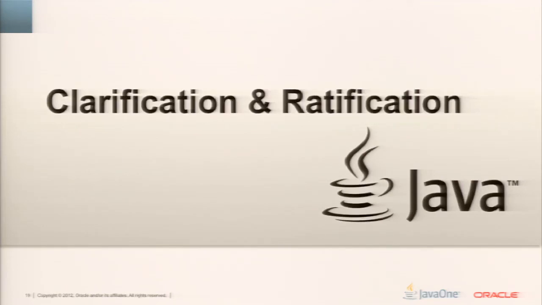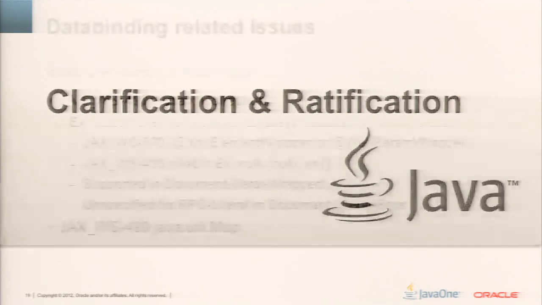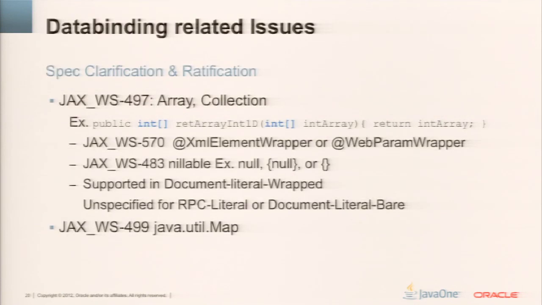Next, I'm going to talk about some bug fixes or clarifications of the current spec. A large number of existing issues we have are on data binding, and I think that is also because the current spec covers a lot of content on data binding. The most typical ones are around arrays and collections. And the collection here, I'm specifically talking about java.util.List. If you want to use other collection types in web services, it's not really supported.